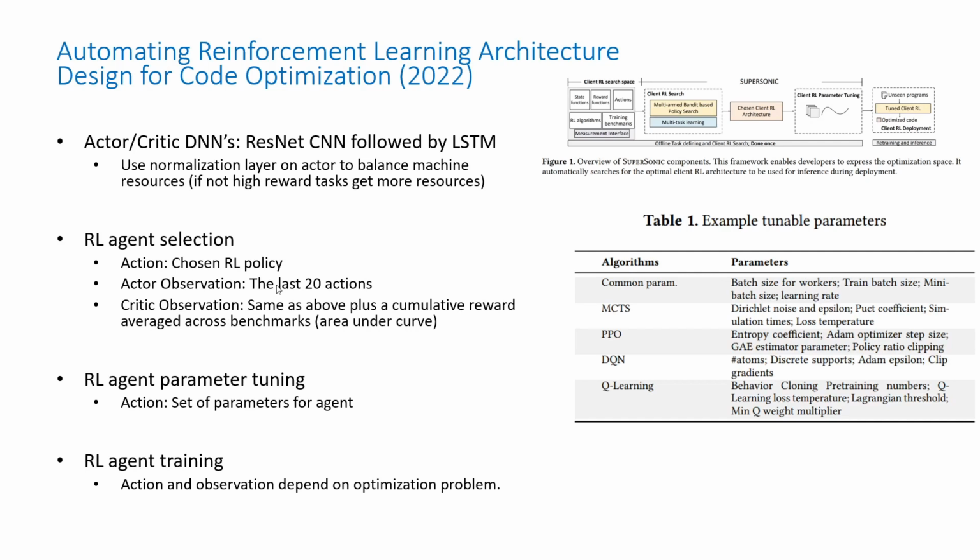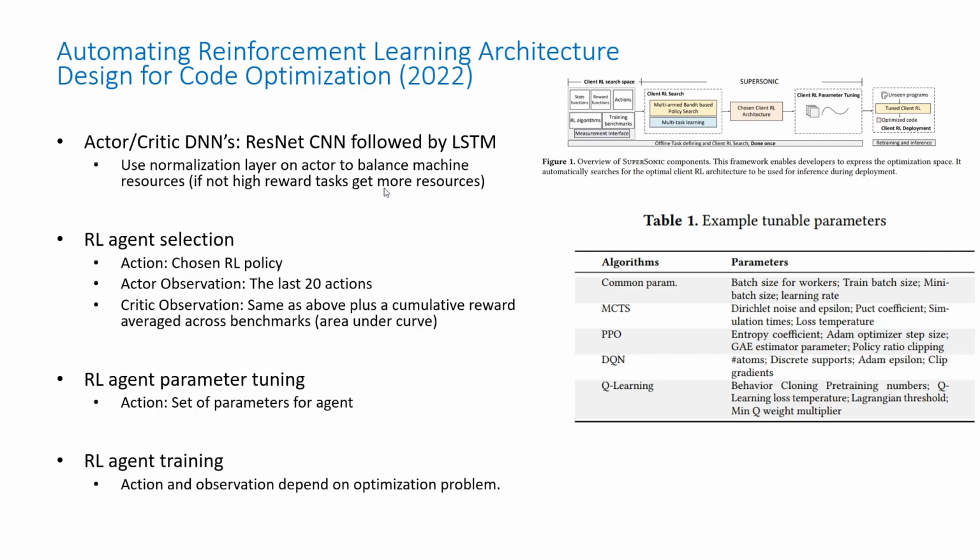The reinforcement learning agent that is used to select the reinforcement learning architecture, the A3C, uses a ResNet CNN followed by an LSTM, and for the actor and critic. One problem that they saw was that high reward tasks were getting more hardware resources, and a trick that they did to balance this is to put normalization layers on the actor.